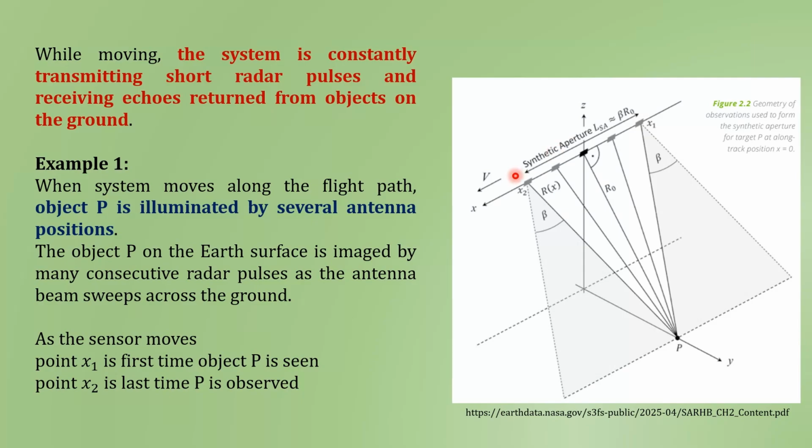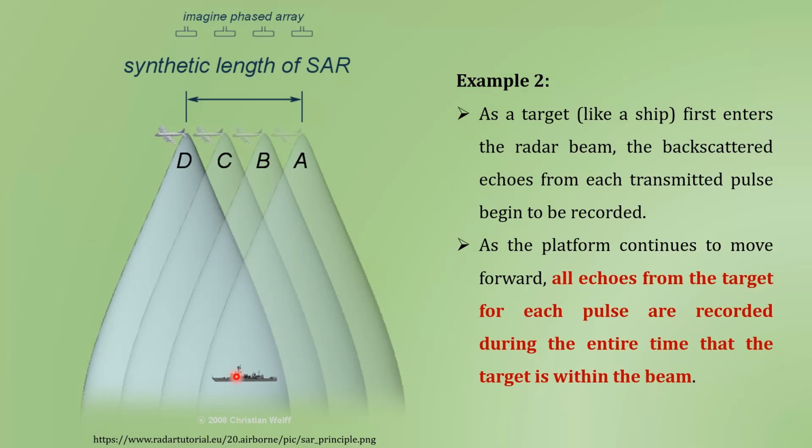along the flight line. Now, in the second example, this ship is considered as the target, and as the aircraft is flying in this direction, it is the azimuth direction. As the aircraft reaches position A, it is the first point where this target enters the radar beam. The system will receive and record backscattered echoes from this target for each transmitted pulse. And as the platform continues to move forward, all echoes from the target for each pulse are recorded during the entire time that the target is within the beam.